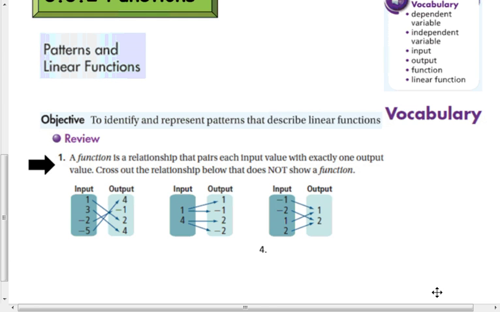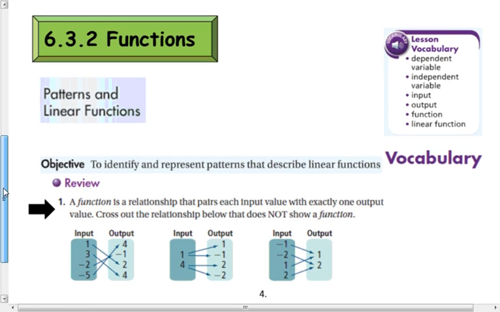Hey students, this is lesson 632, functions. In this lesson we're going to learn how to recognize functions and especially linear functions.